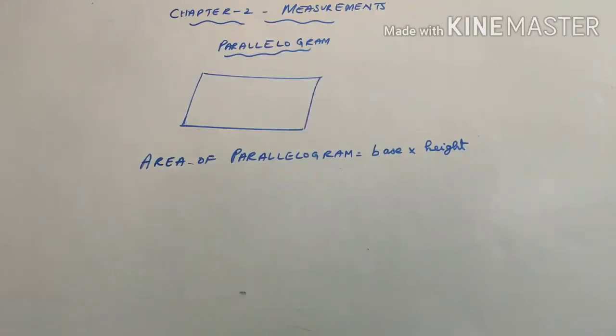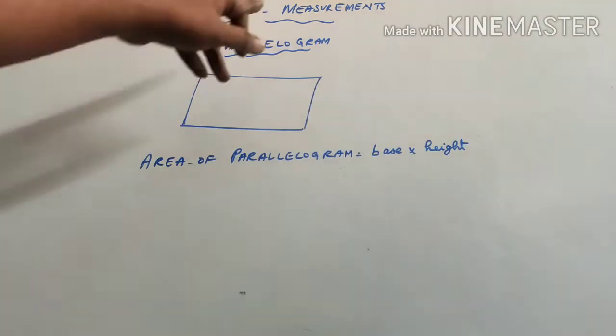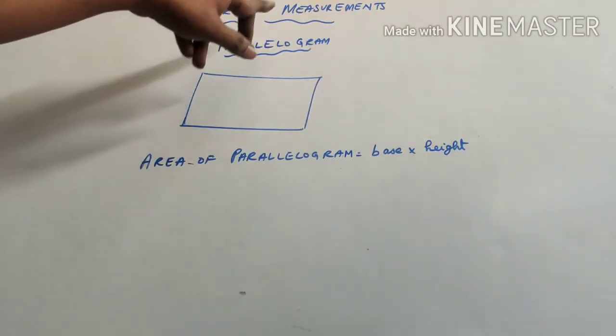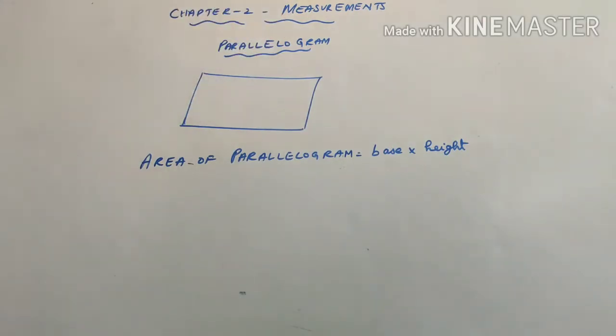Hi children, this week we are going to see a new chapter, measurements. Parallelogram. Okay, measurements, there are three concepts: parallelogram, rhombus and trapezium. First, this week we will see about parallelogram.